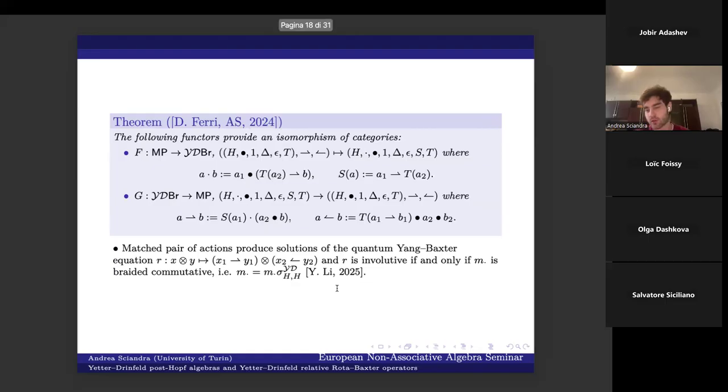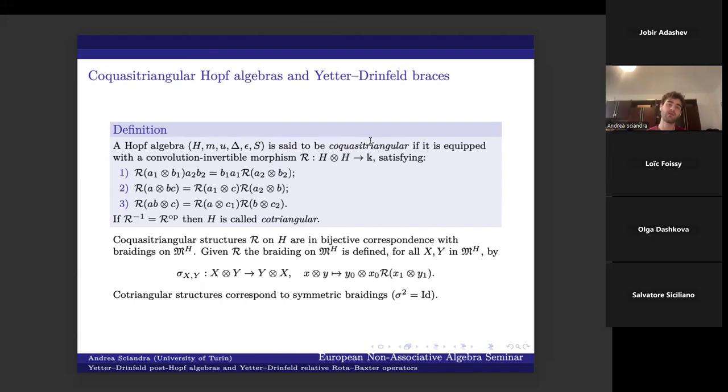This also answers a question that we left open in our paper. And now I want to just see some special Drinfeld braces coming from co-quasi-triangular Hopf algebras. I want to recall first the definition of a co-quasi-triangular Hopf algebra.